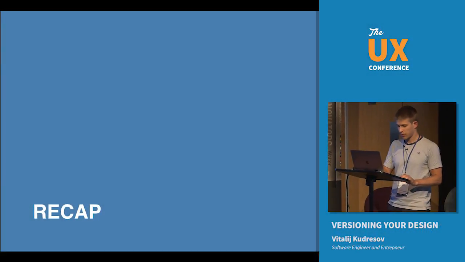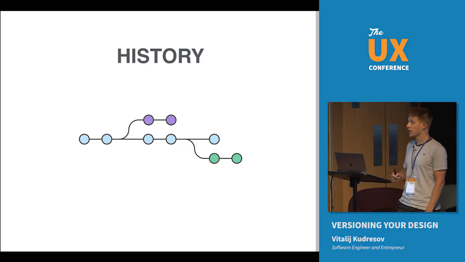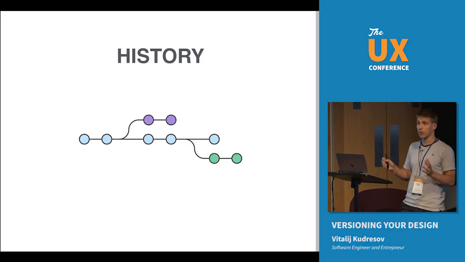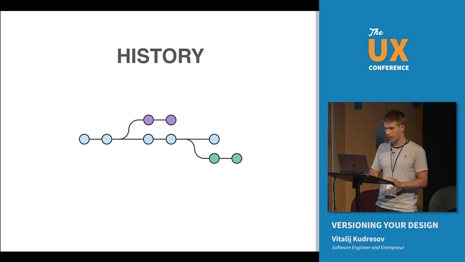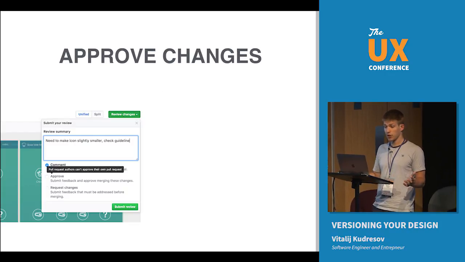So to recap, what we've done is we have a quite powerful way to control our history. It can be overwhelming at first, but once you get to know Git, it's very, very powerful. There is a way to review your changes. So if you have multiple people working on the design, you can ask someone to review your design. You can approve or reject changes. So again, that's a great way to communicate to other people.